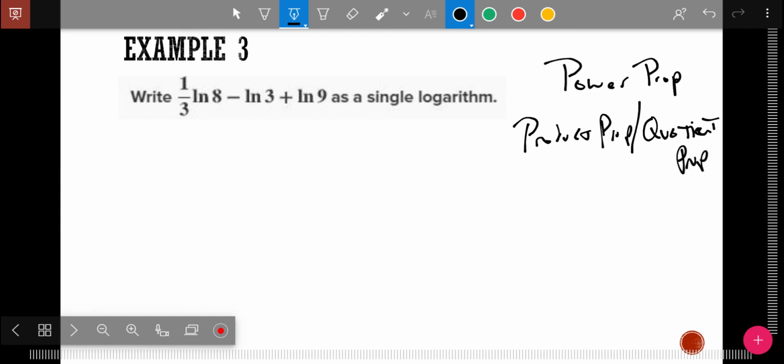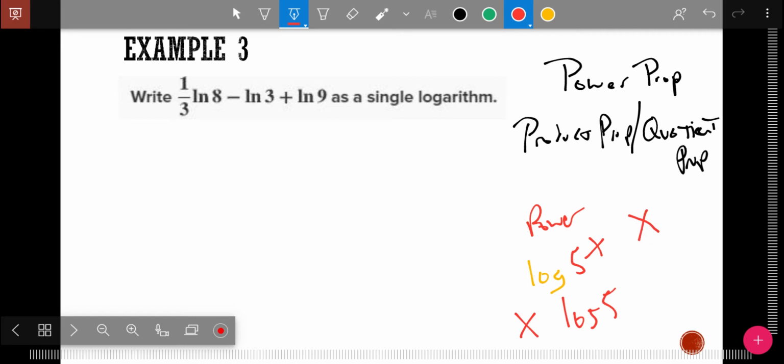Product property, remember, real quick review. The power property was, if it was like 5 to the power of x, then I could put a log in front, and that log allowed me to write it as x in front of log 5. So I can pull the exponent off. That's the power property. Also, if it's written like this, I could put the exponent on. That's the power property both ways.